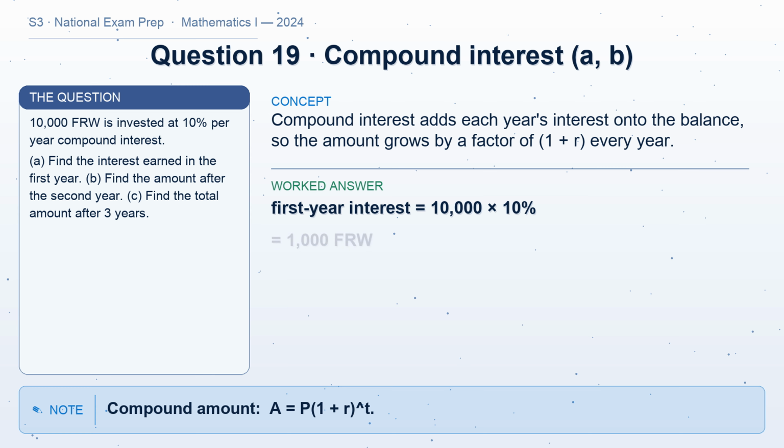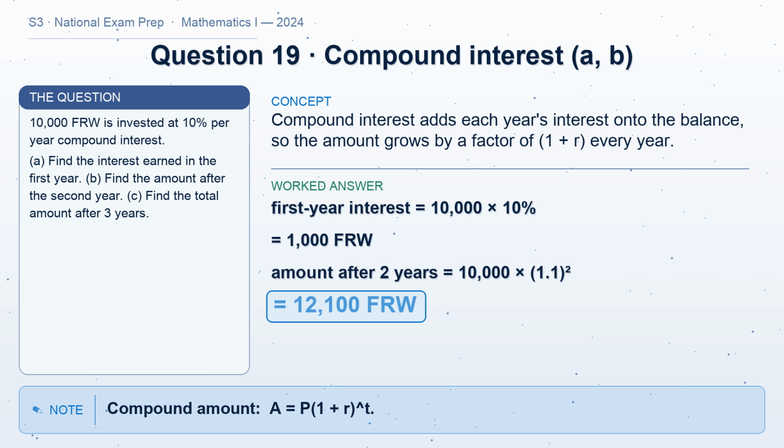Part A. The interest in the first year is 10,000 times 10%, which is 1,000 francs. Part B. The amount after 2 years is the principal times 1 plus the rate squared. That is 10,000 times 1.1 squared, which is 12,100 francs.